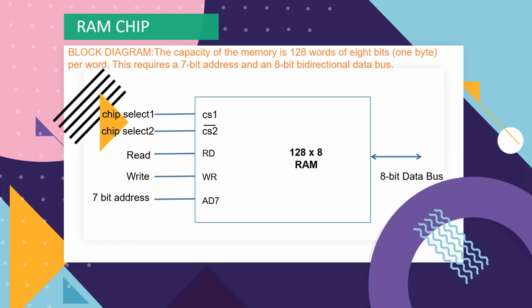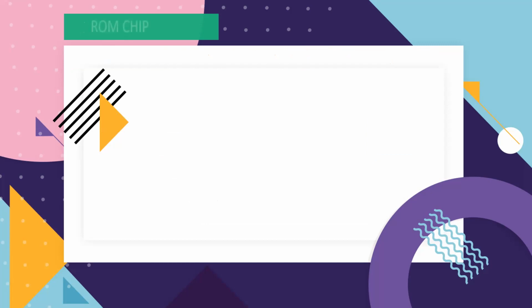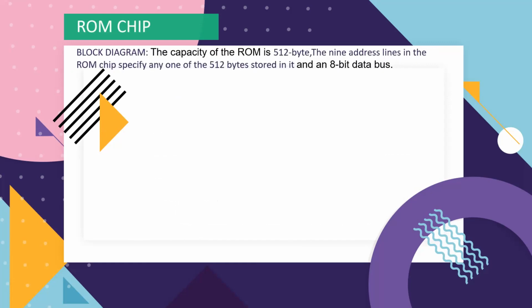Second, we'll discuss the ROM chip. The ROM chip is used for read purposes only. The capacity of the ROM is 512 bytes, and the 9 address lines in the ROM chip specify any one of the 512 bytes stored in it, and it also consists of an 8-bit data bus.